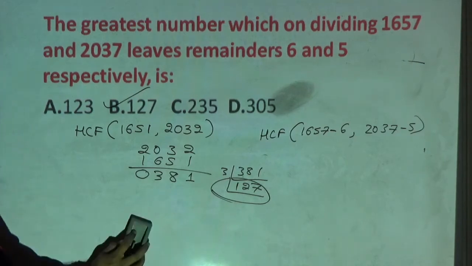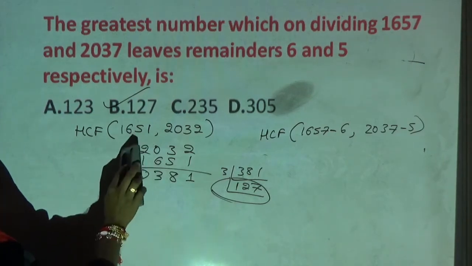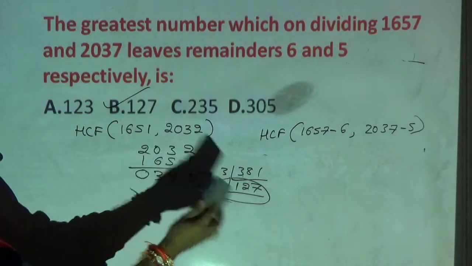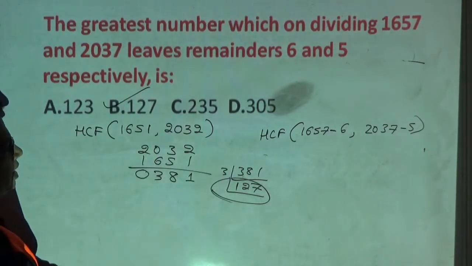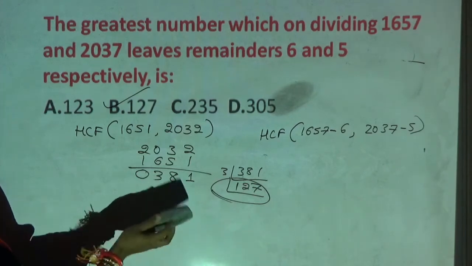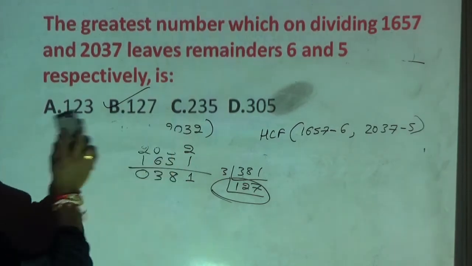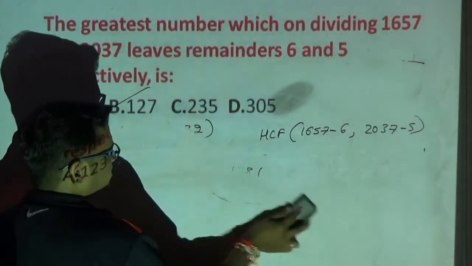That is your 127. Okay, you can find out the HCF in your traditional way also, and you can get the answer. But if I follow the traditional technique, it is time consuming. Therefore, I will apply the shortcut. So the answer for this question is option B, that is 127.